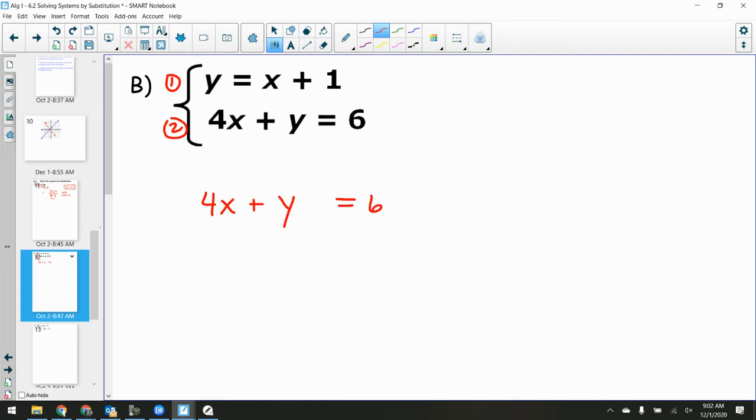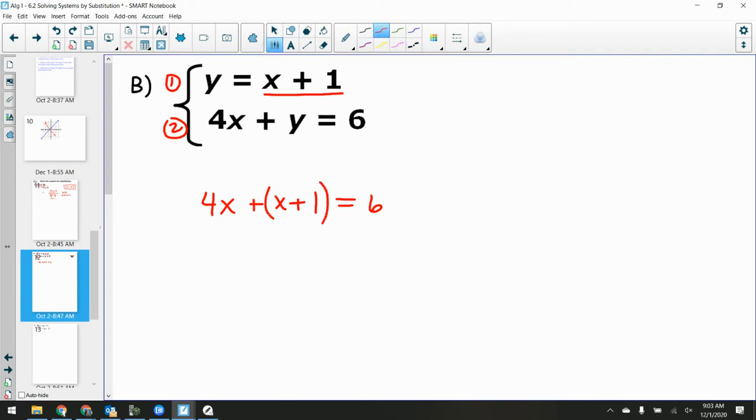I'm just rewriting it as it is for our purposes here. I'm going to take equation 2. I'm going to remove y, and in its place, write something equivalent. Well, what is equivalent to y? X plus 1. Y equals x plus 1. Usually we plug it in with parentheses, but that doesn't really mean anything here. I don't really have to put in parentheses. What do I mean by that?